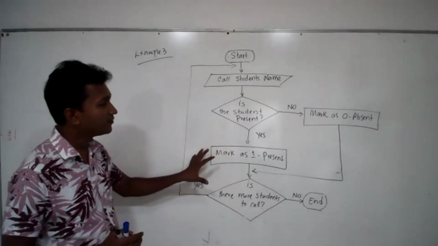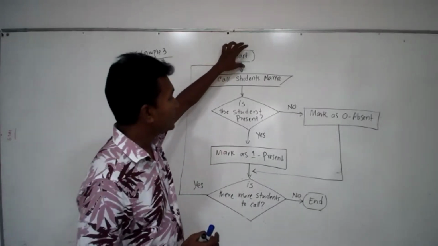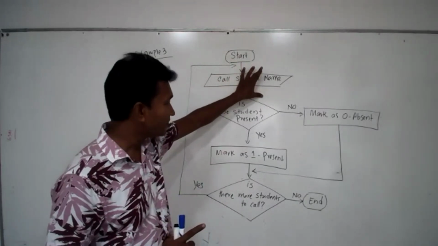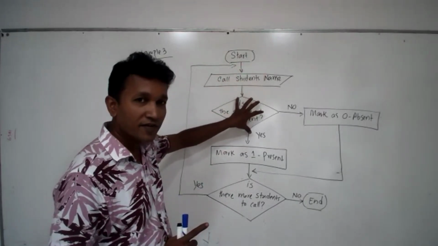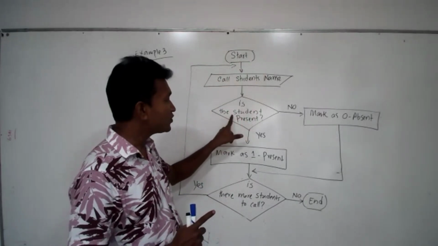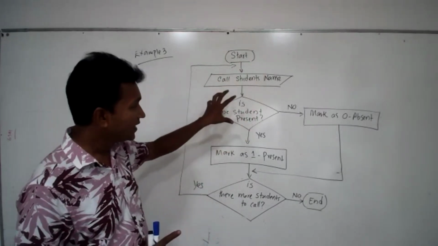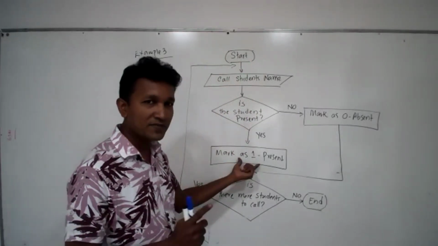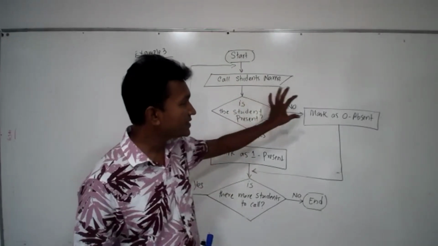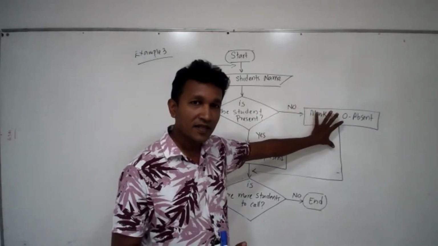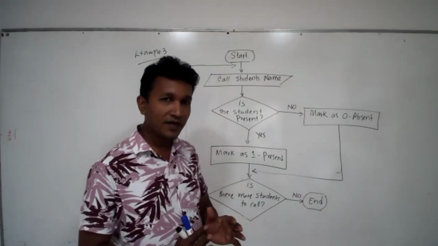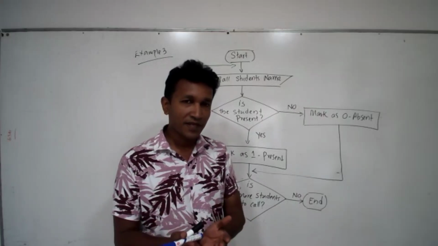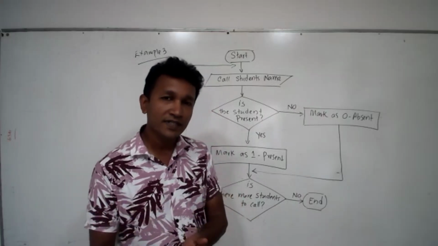That is this flow chart, right? Start, call the student name first. That is our input, right? Then we want to check whether the student is present. If the student is present, mark the register as one, that means present. If the student is absent, mark the register as absent, that means zero, right? That is one step. Now we want to go further.